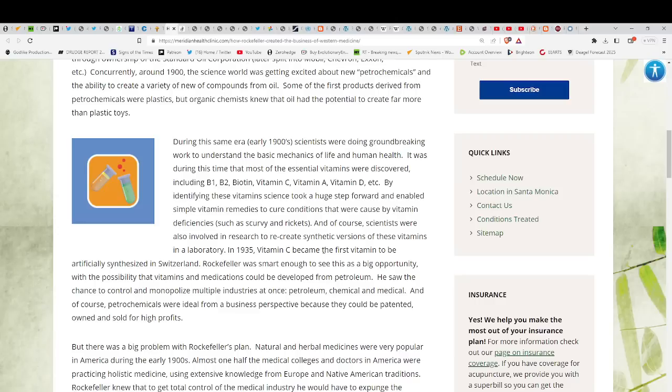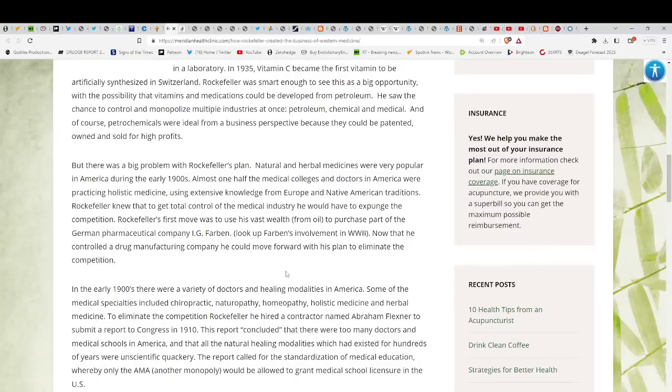In 1935, vitamin C became the first vitamin to be artificially synthesized in Switzerland. Rockefeller was smart enough to see this as a big opportunity, with the possibility that vitamins and medications could be developed from petroleum. He saw the chance to control and monopolize multiple industries at once: petroleum, chemical, and medical. And of course, petrochemicals were ideal from a business perspective because they could be patented, owned, and sold for high profits. There was one big problem with his plan.